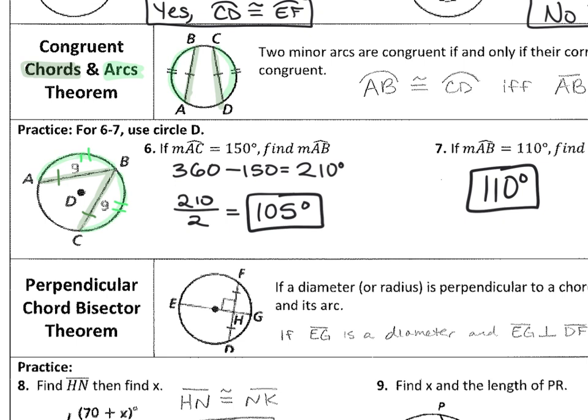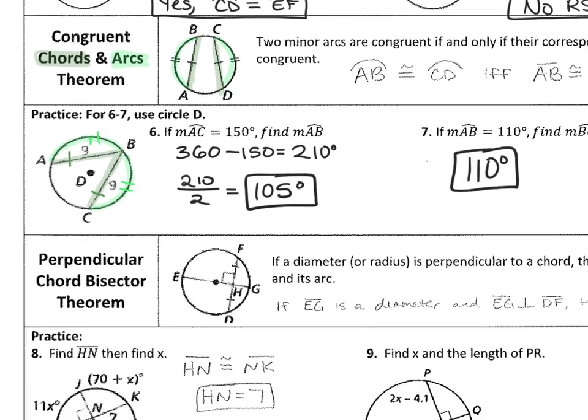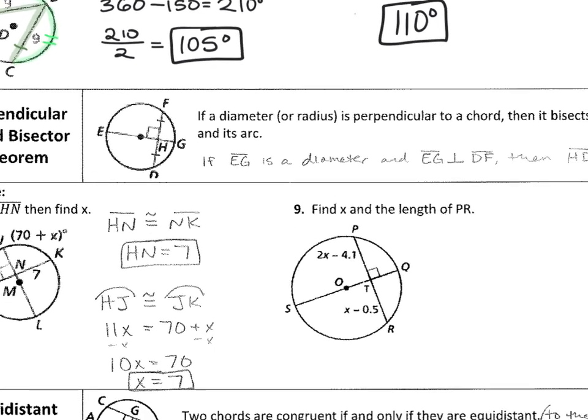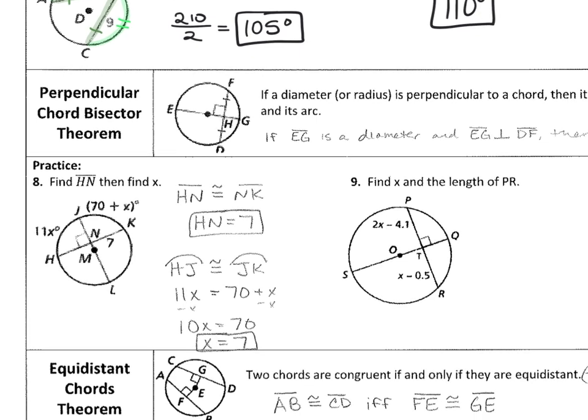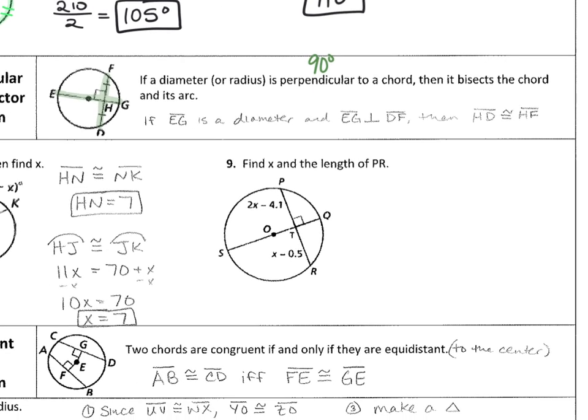Our next theorem. We got a few more theorems left today. There's so many theorems when it comes to chords and arcs. The perpendicular chord bisector theorem. Ooh, that's a lot of words. If you look at the image though, it says that if a diameter is perpendicular to a chord, perpendicular means meets at a 90-degree angle, bless you, then it bisects the chord and its arc. What does the word bisect mean? Yeah, cuts it into 2 equal pieces, or cuts in half.